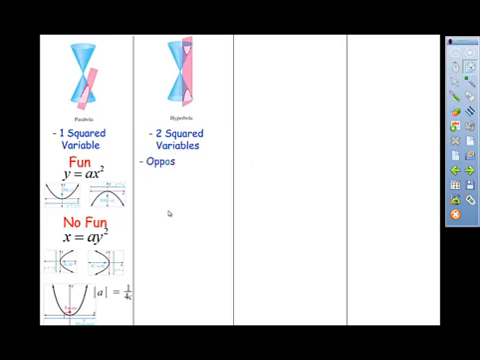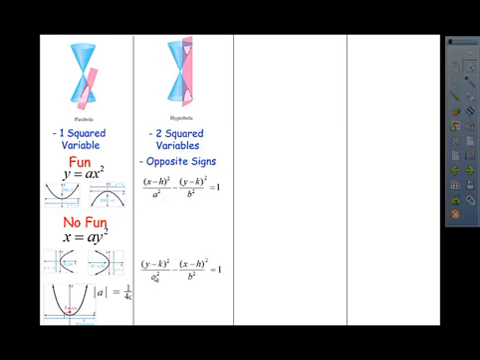So we know there are two squared variables, and we know that they have opposite signs. When it comes to the equation, you guys see how we have this A and this B, and then down here we have the A and the B. We know that it has opposite signs, so see how the negative is going towards the Y in one and the negative is going towards the X in the other? What changes from this equation to this equation is that right here the X term is positive and down here the Y term is positive.